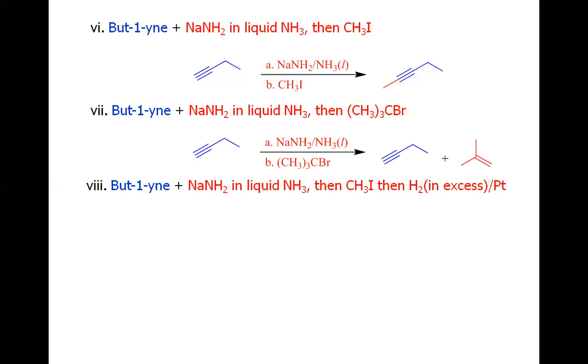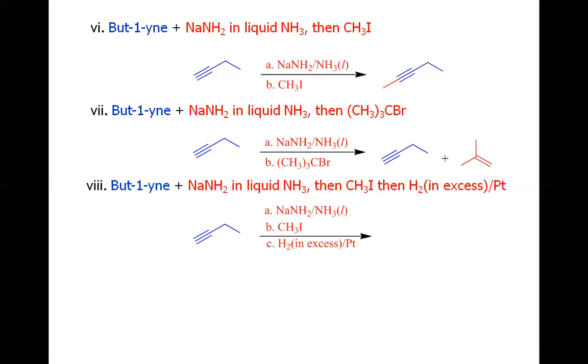For the 8th reaction, basically it's a 3-step reaction. And again, the first step is the same, that is the abstraction of this acidic proton through sodium amide. The second step is treatment with methyl iodide, that will surely give the product of the 6th reaction. But one step is additional, that is for this intermediate, hydrogen gas will be added, which is in excess. So what will be the product?